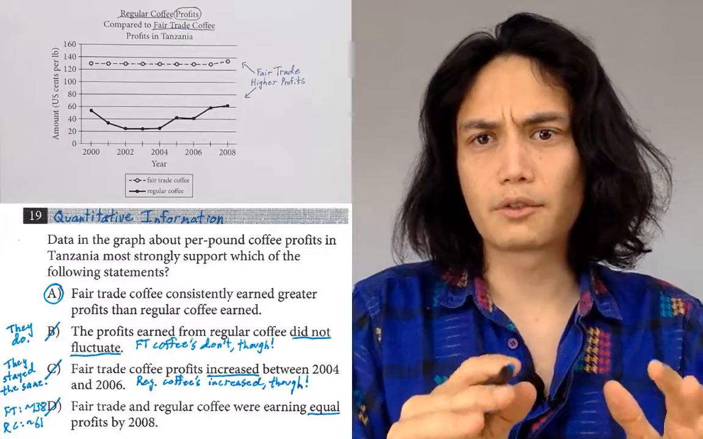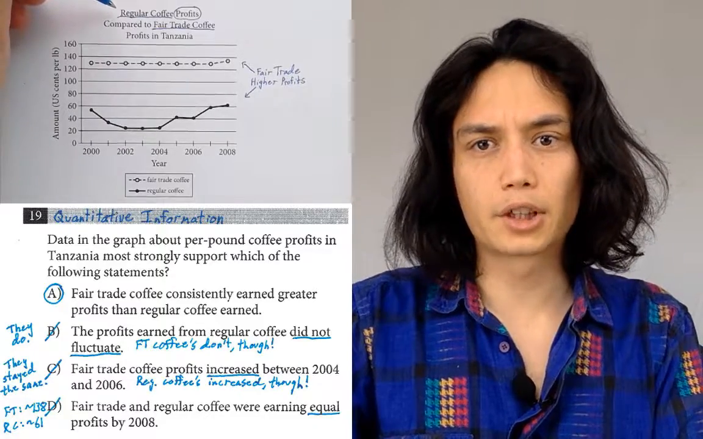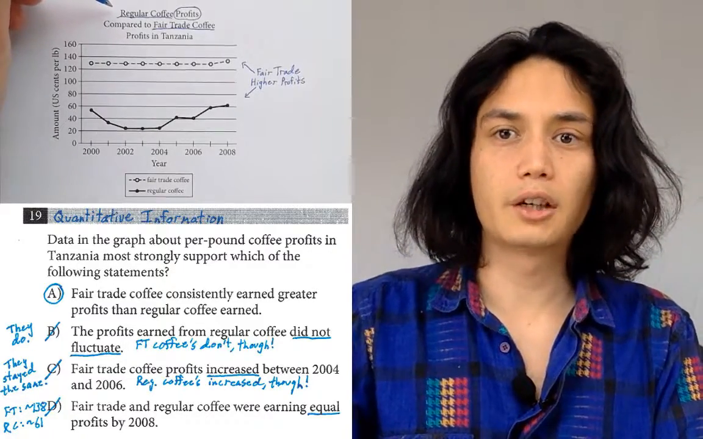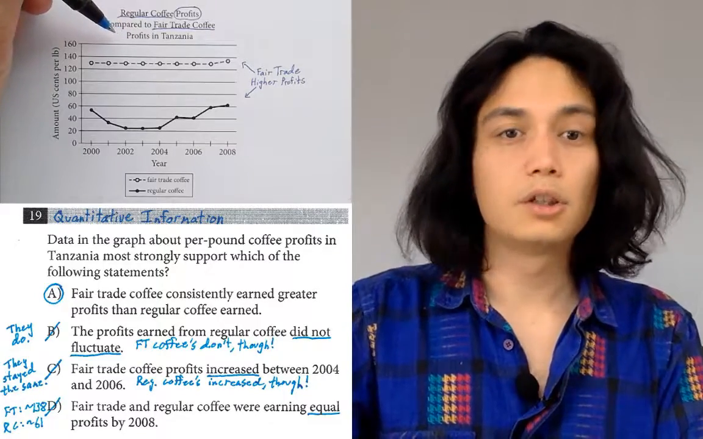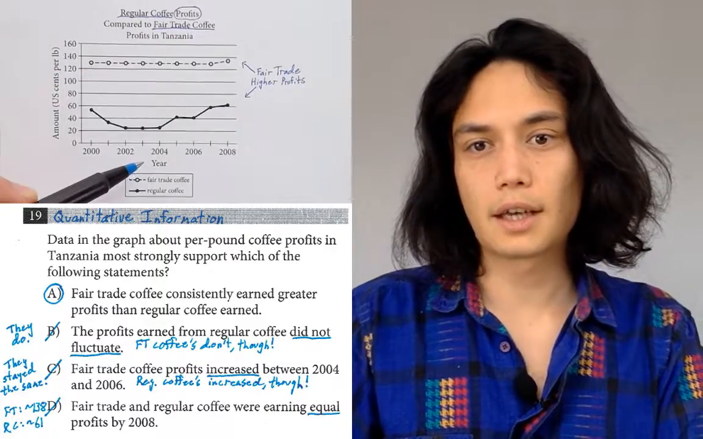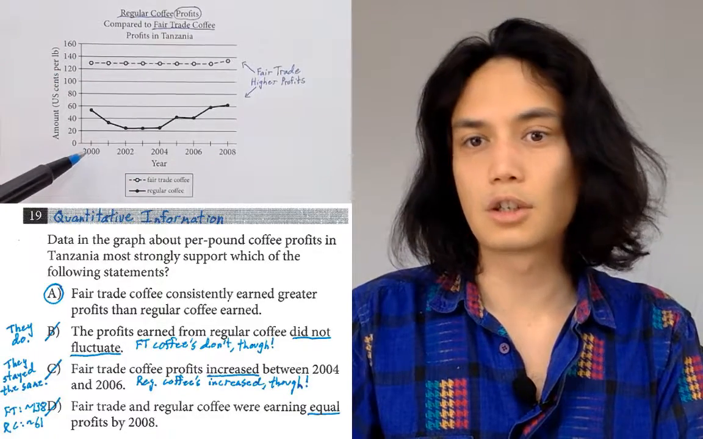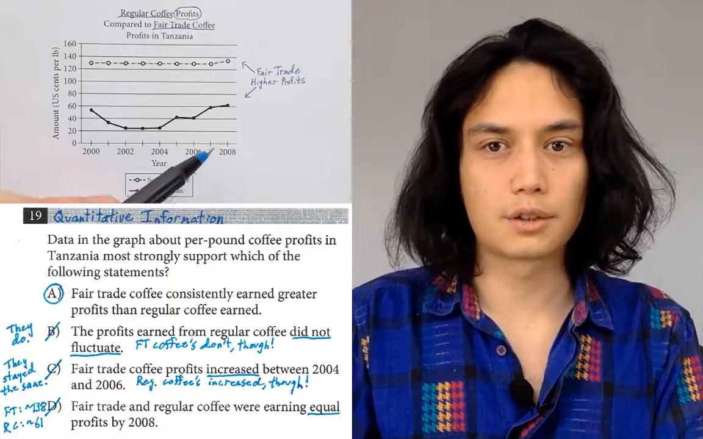So to review the graph real quick, here we want to start with a title. This is a graph about regular coffee profits, and they're comparing regular coffee profits to fair trade coffee profits. So this is a graph about profits. It's showing profits. What are the axes? Well, the x-axis here is years, so this is the year 2000, and this is the year 2008, so it's between the years 2000 and 2008.